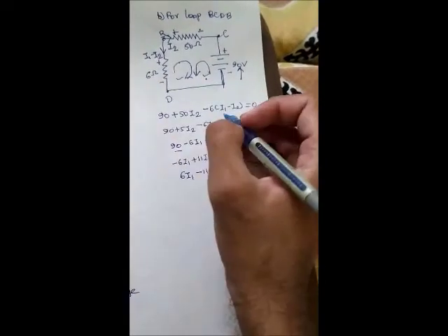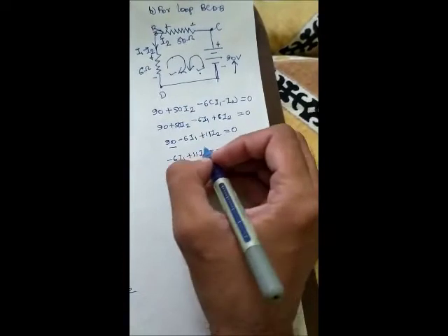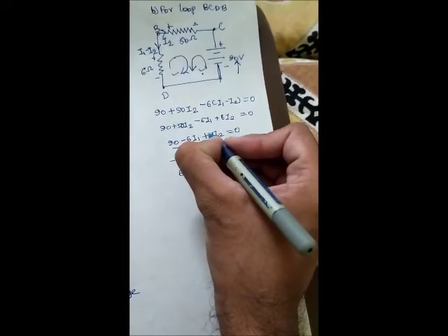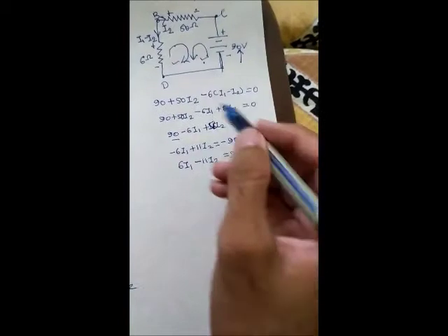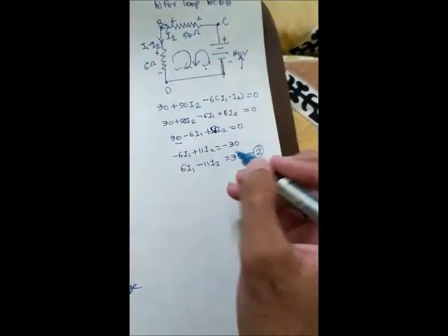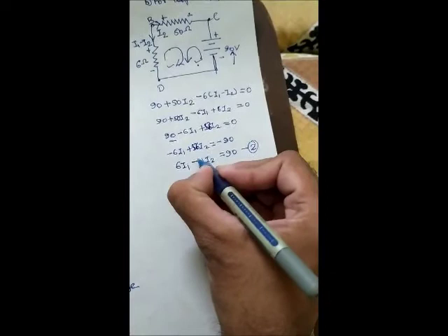Oh, sorry, this is not 5, this is 50, yeah? 50. So it becomes 56 I2. This is not 5 I2, it is 50 I2. So this equation becomes 50 plus 6, 56.